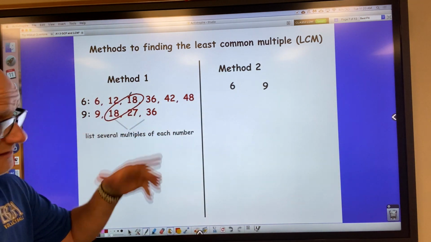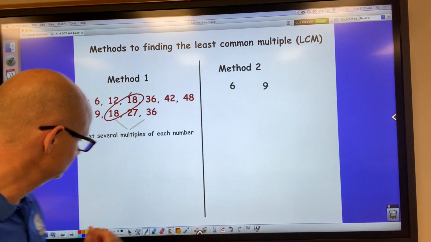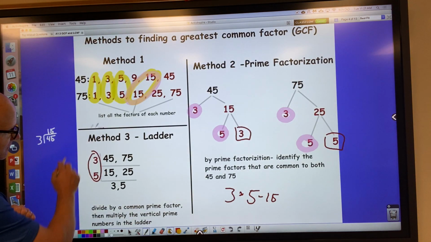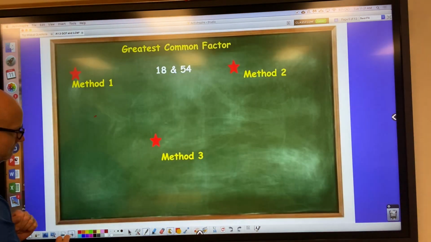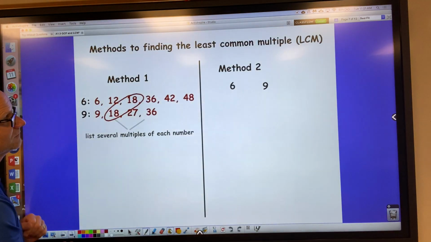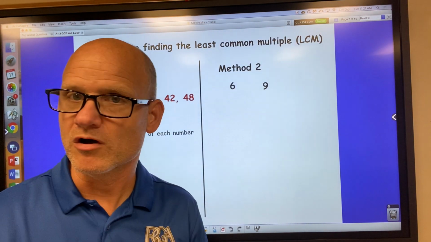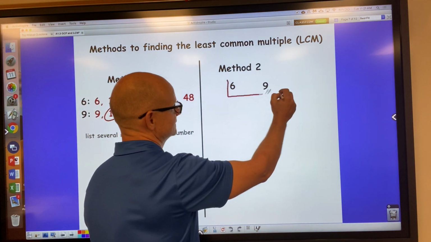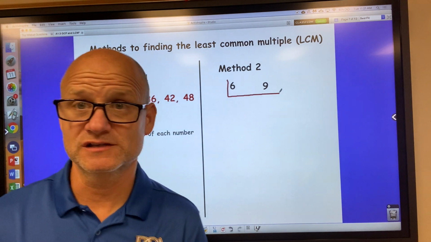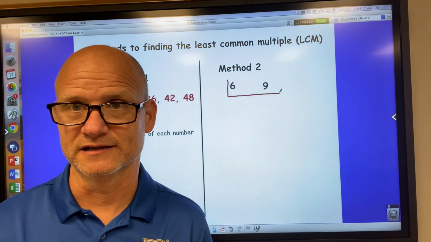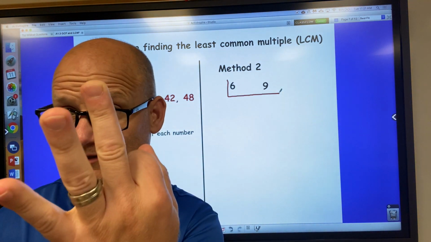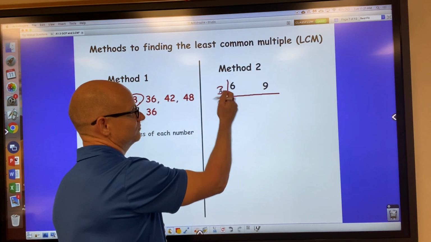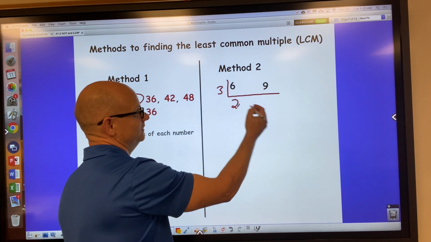Another method is, again, the ladder method. What we used over here. Remember this method right here, the ladder? So we're going to use this method again with finding the lowest common multiple. And all you have to do, again, is just draw an upside down division box. See how I do that? And ask yourself, what's a common factor of 6 and 9? 3. Okay. So write the 3 here. And then 6 divided by 3, 2. 9 divided by 3, 3.